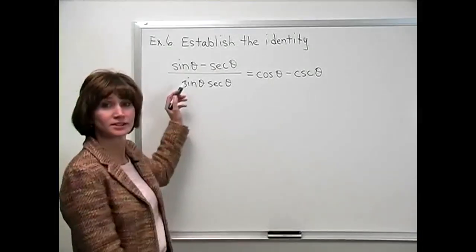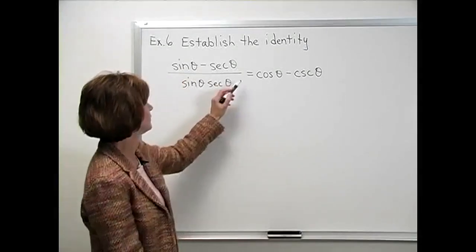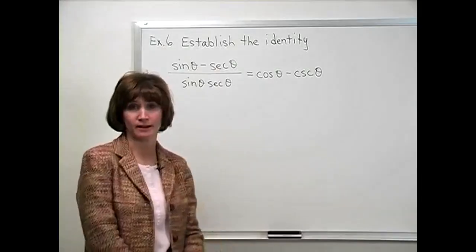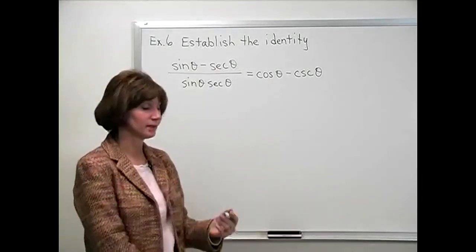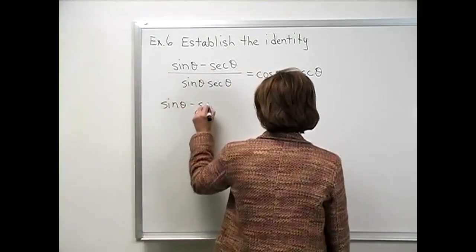In this problem, we want to establish the identity sine theta minus secant theta over sine theta secant theta equals cosine theta minus cosecant theta. In this problem, I'm going to start with the left-hand side. And what I'm going to do, first let me just write the side.